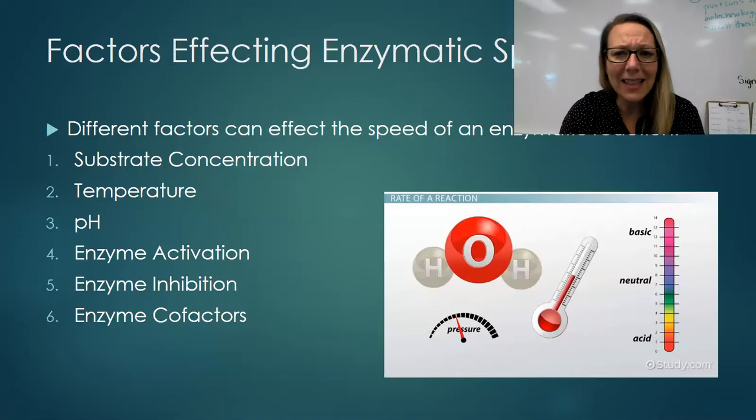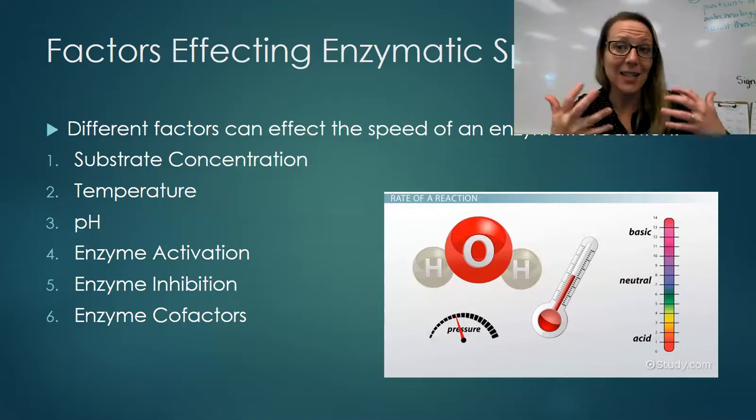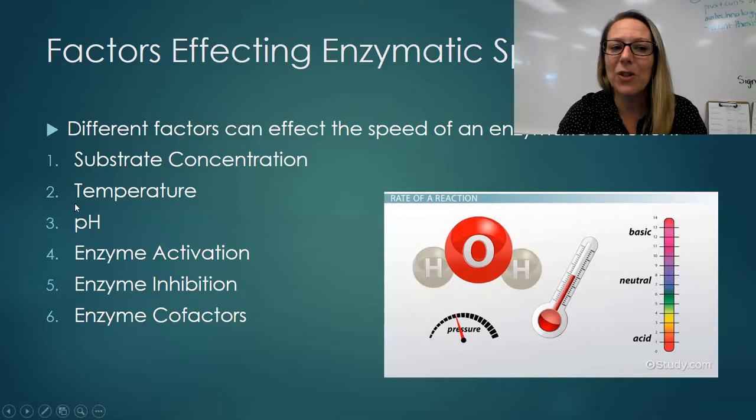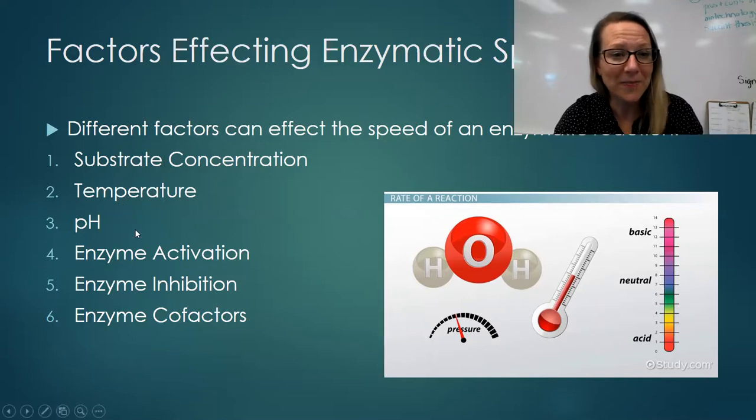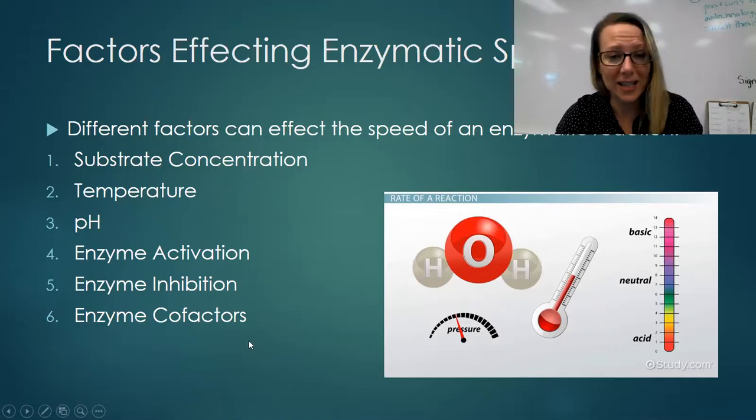Now, there are many things that can affect how fast a reaction occurs. How much substrate you have to work on. Like, do you have a lot of protein to break down? If you only have one, you'll break it down and then the reaction stops. So how much reactant do you have? Temperature. What do we know about proteins when temperature gets really high? Did you say denature? Because that would be it. pH, enzyme activation, enzyme inhibition, enzyme cofactors. So we're going to go through all of these.